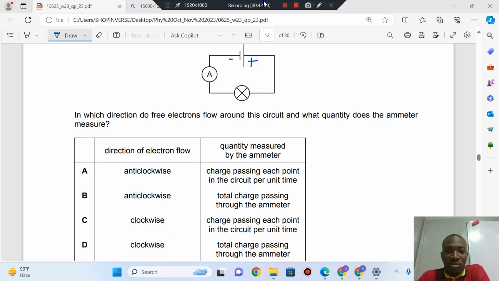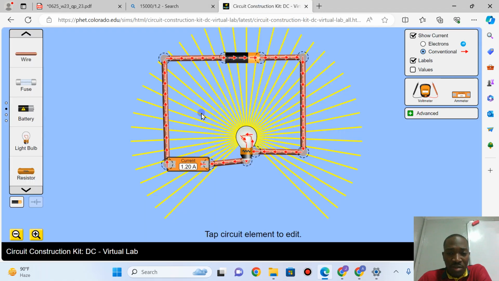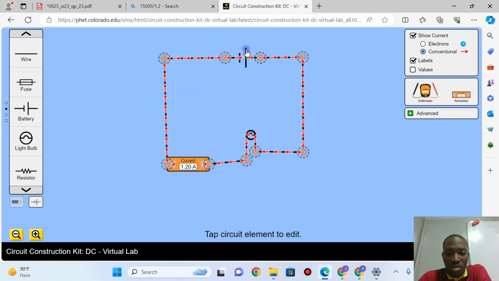From our knowledge of electric circuits, we know already that current flows from the positive terminal, goes around the circuit and returns to the battery through the negative terminal, and current continues to flow that way. And that's what we have here. Let me click on the circuit symbol. Current flows around this way through the bulb and returns to the negative terminal.